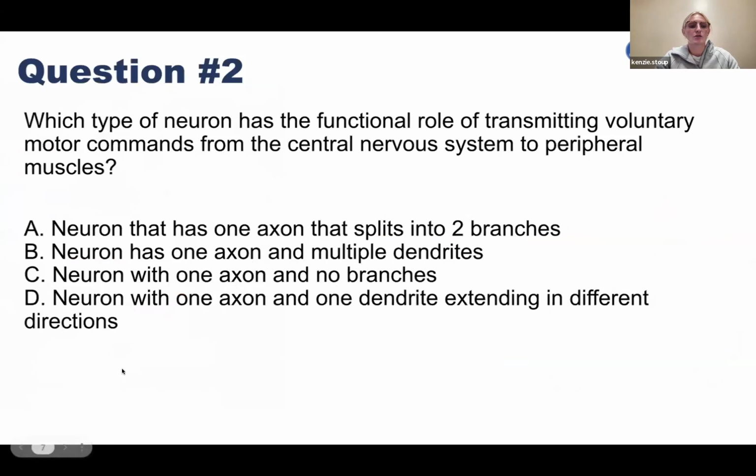So we can go on to our next question here. And it says, which type of neuron has the functional role of transmitting voluntary motor commands from the central nervous system to the peripheral muscles?